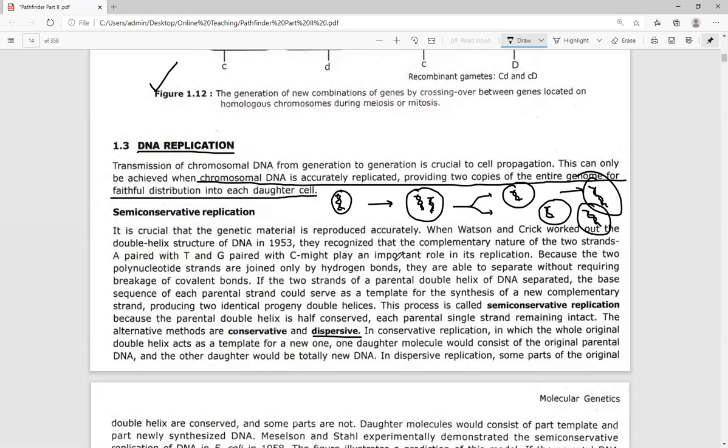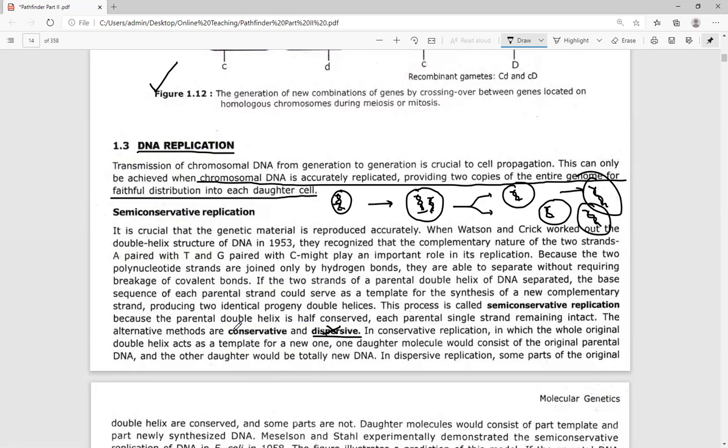But this method is entirely wrong. The information which is present in a DNA molecule cannot be distributed just by breaking it into two different parts. You cannot just break the DNA molecule into two different parts. So this method has been outdated. It has not been considered that this is how the process of DNA replication would have taken place.